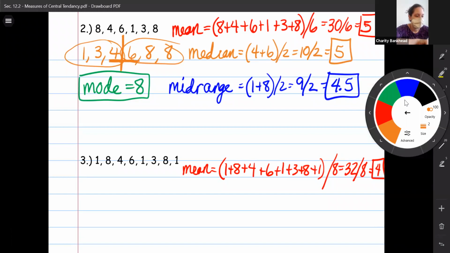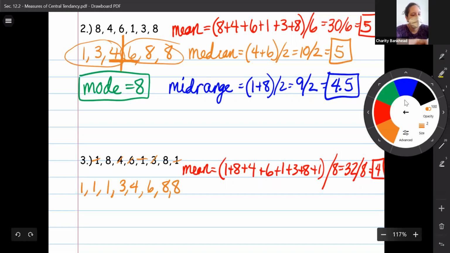And then to find the median, I'm going to put these in order from smallest to largest. So I have 1, 1, 1, 3, 4, 6, 8, 8.